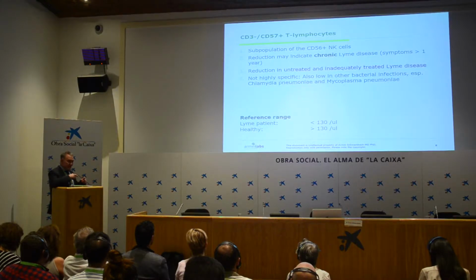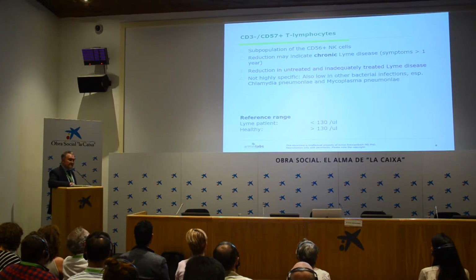He did it in autistic children, and he found in autistic children low CD57 cells, all lower than 130 per microliter. And this is also my experience in chronic Lyme patients. So that can mean that this marker is also helpful in autistic children. Why not? That was a big multi-center study done with the Italian group too.